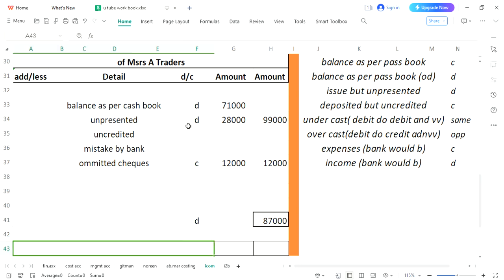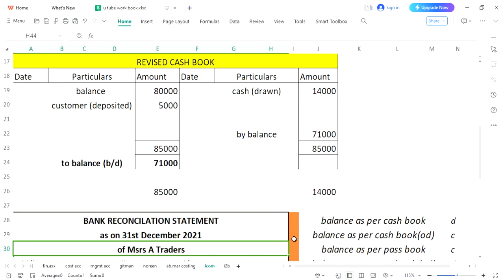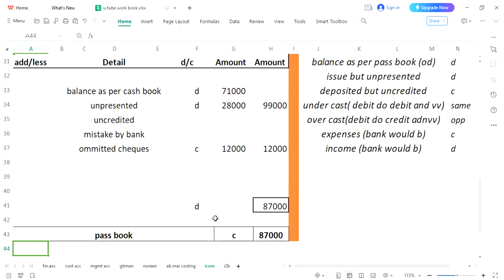Now we will write down the answer. You started this BRS with the cash book. Here you will write passbook. The next step is to take the opposite sign of this answer, which is credit, and the same amount you will write over here. So passbook credit 87,000. So in this way our question has been completed.